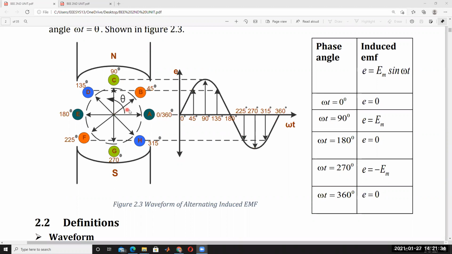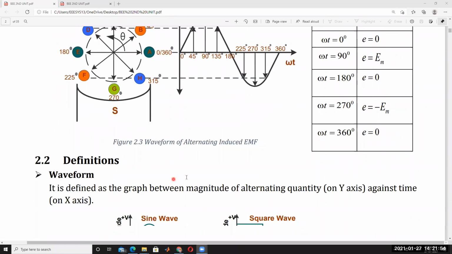Understood. So in this way we will get voltages in this manner. This is the representation. With the north pole and south pole, the conductor is rotating in this direction, and according to that the voltage is developed, like this.